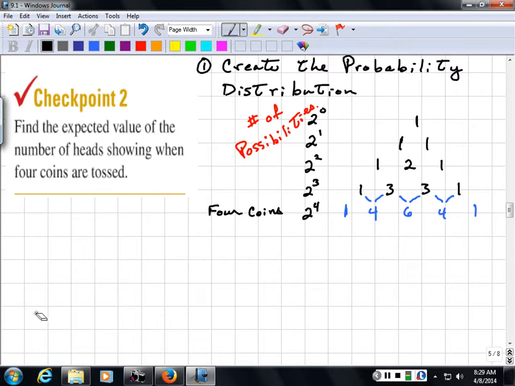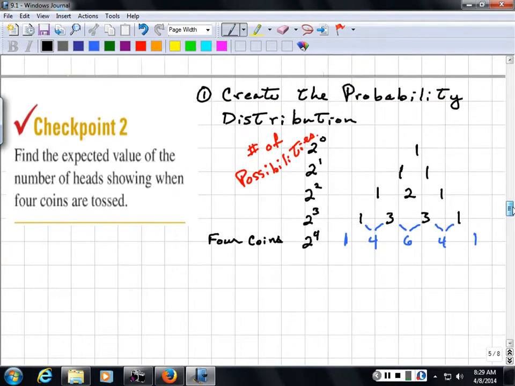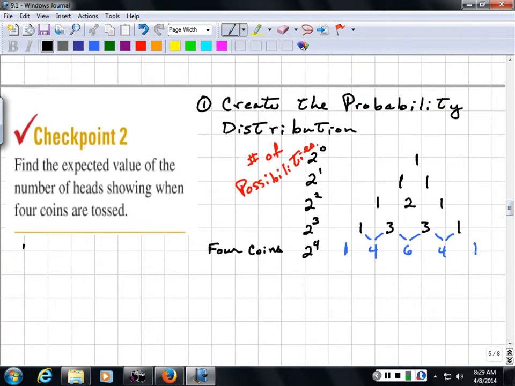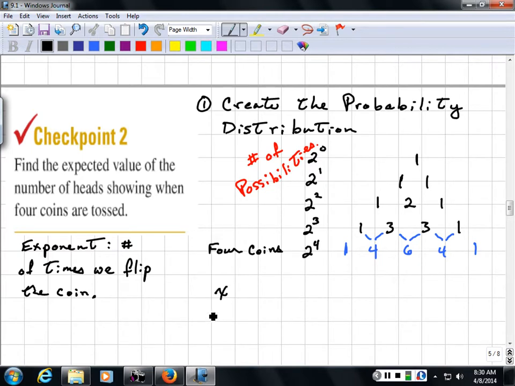The number of times you flip the coin. Okay? So the exponent is the number of times we flip the coin. Okay? Now, we create our chart. X and P of X, right?